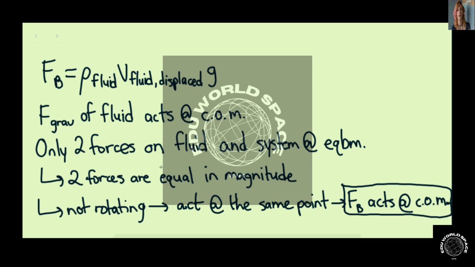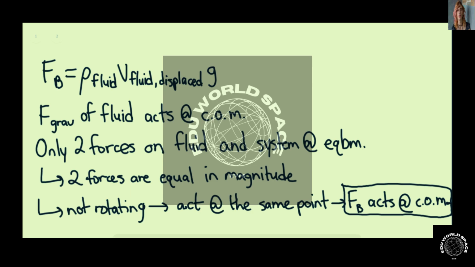On this fluid now, there are only two forces, and the system itself is at equilibrium. If the system is at equilibrium, then the forces have to be equal in magnitude and in opposite directions. And we know that the fluid is in static equilibrium. Therefore, it is not rotating. Because it is not rotating, the net torque is essentially zero.